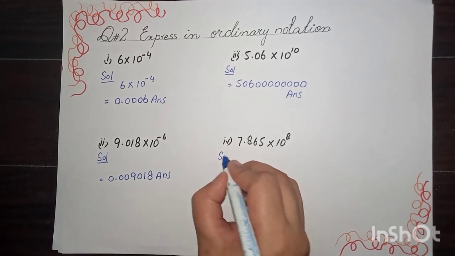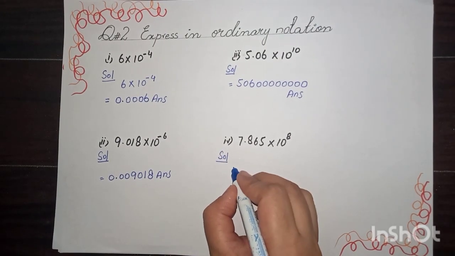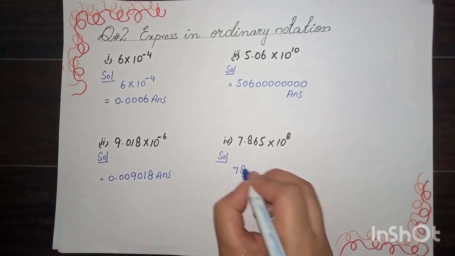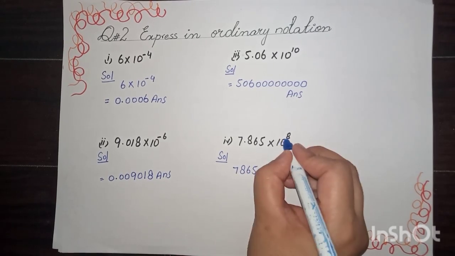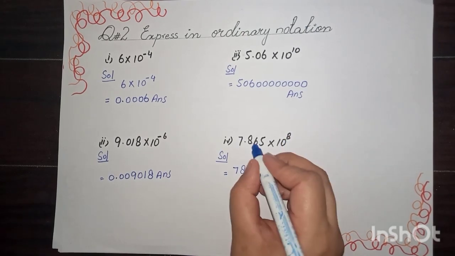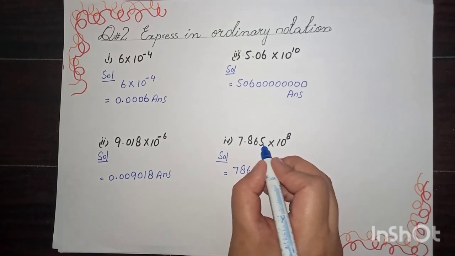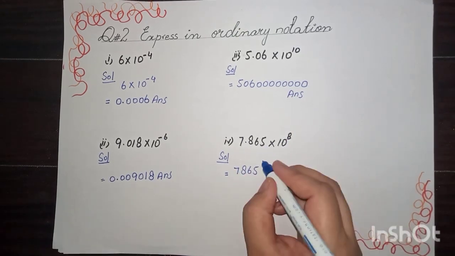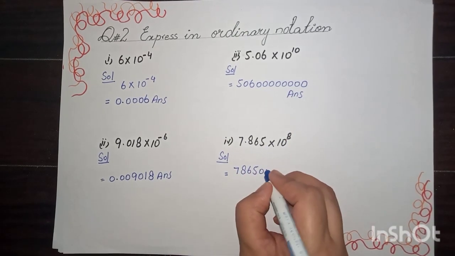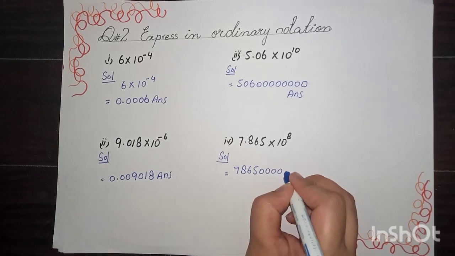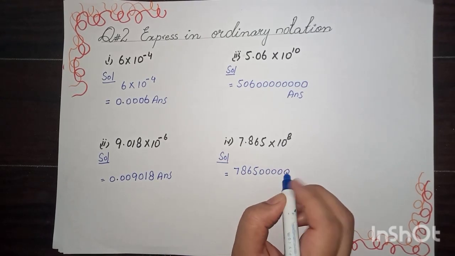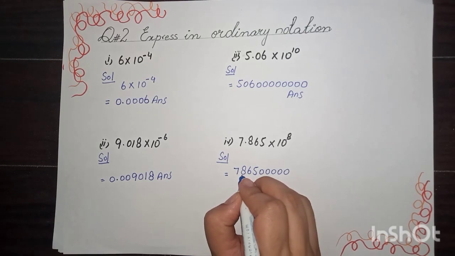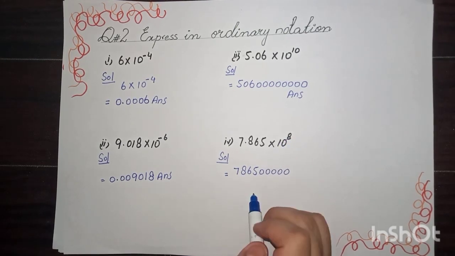Now next question is 7. Again we will write 7, 8, 6, 5 because this is a positive number. So 3 numbers are there, total numbers are 8. 3 are there, remaining are 5. So I will write 5 zeros after this number. So you will write 1, 2, 3, 4, 5, 6, 7, 8. So 8 is there.